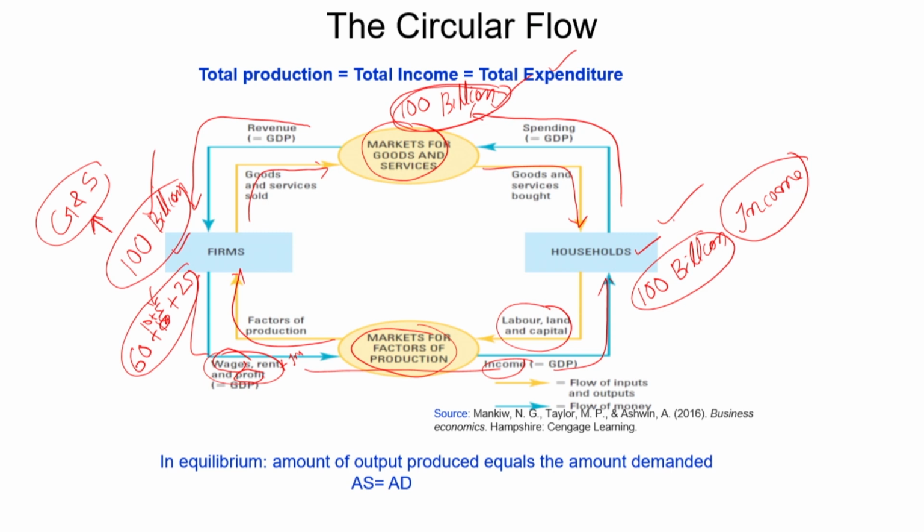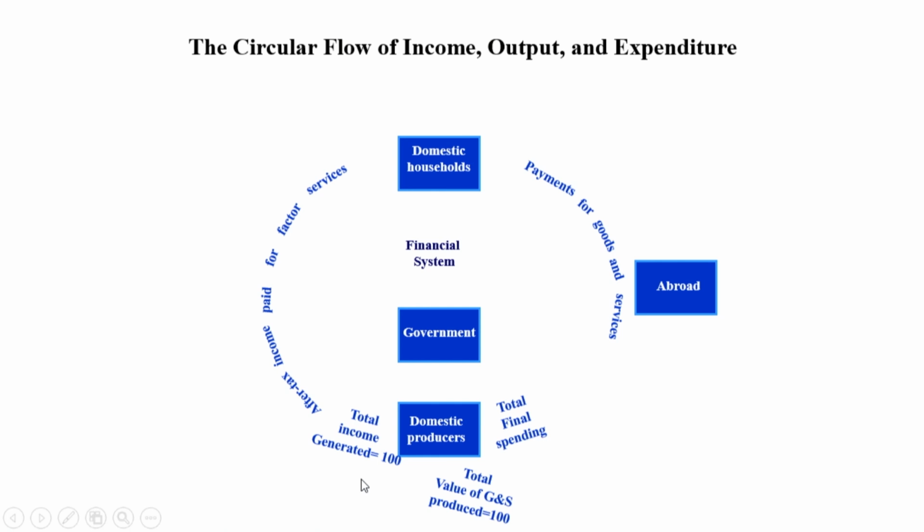So at equilibrium, the amount of output produced equals the amount demanded, aggregate supply equals aggregate demand. So you can see here that in this case we identified the total economic activity in this economy, then we measured this economic activity in 3 places in terms of total production, total income and total expenditure. So in that way we can use this framework to measure the GDP.